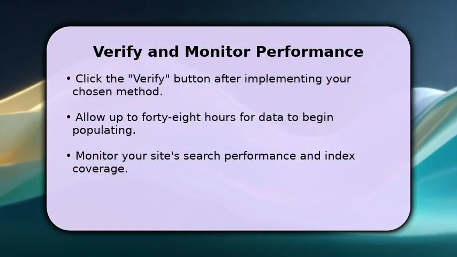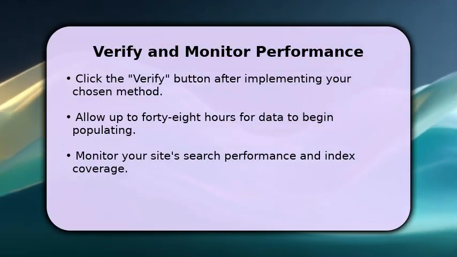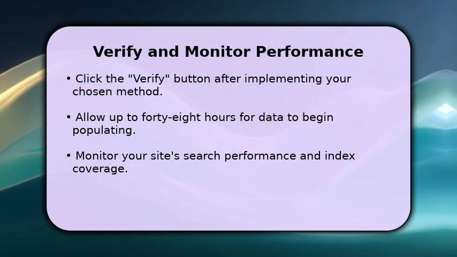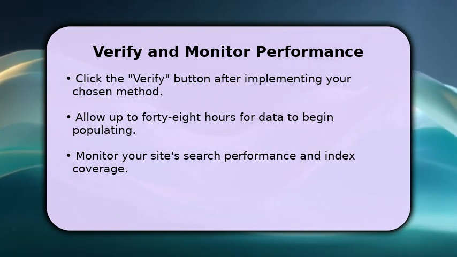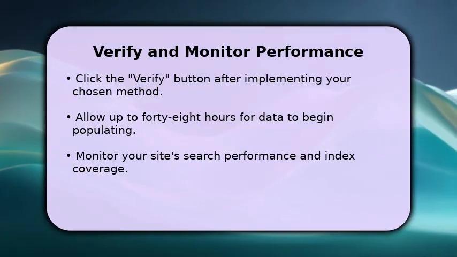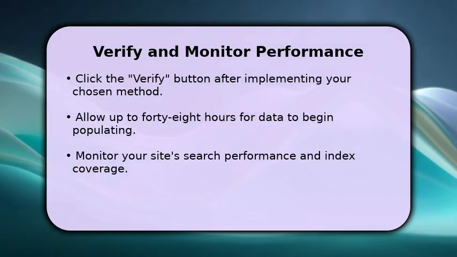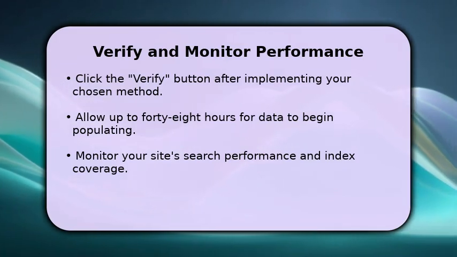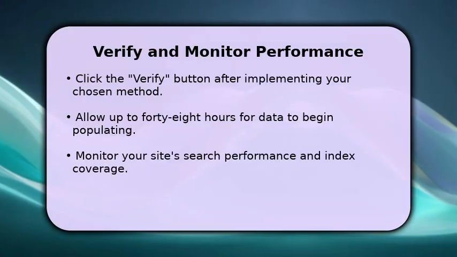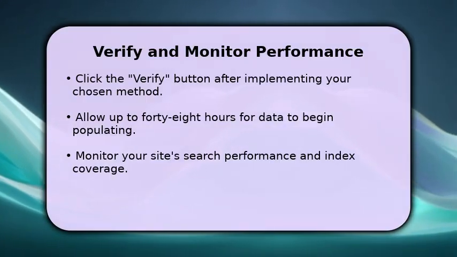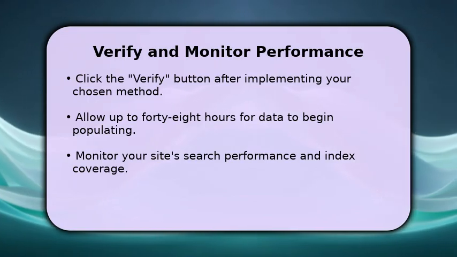Once you have implemented your chosen verification method, return to Google Search Console and click the Verify button. It might take a few moments, or up to 48 hours, for Google to confirm ownership and start collecting data. After successful verification, you can begin monitoring your WordPress site's performance, checking for indexing issues, and understanding how users find your content. This powerful tool provides invaluable insights to help you optimize your website for better search visibility.